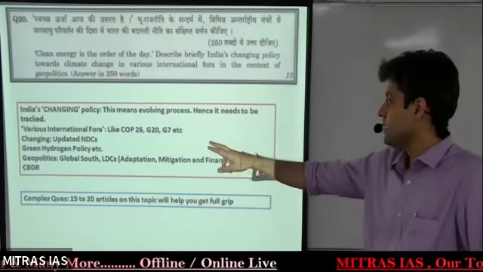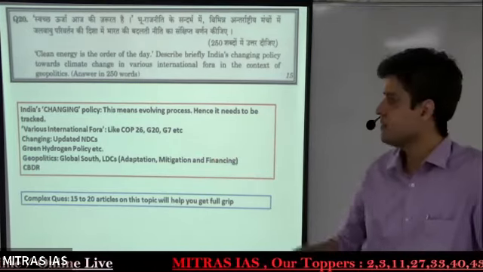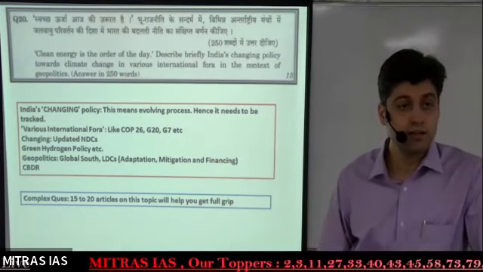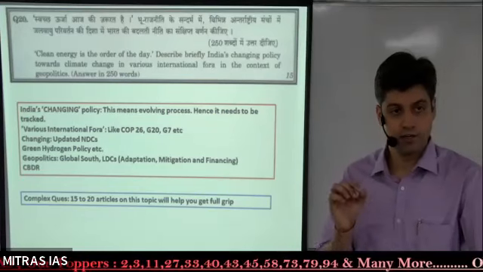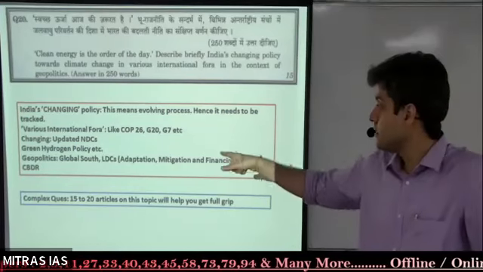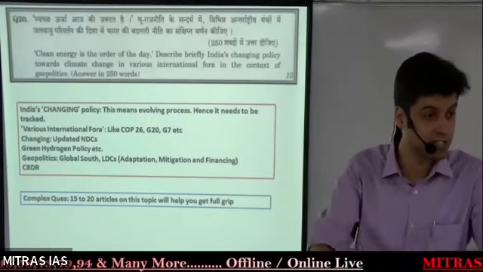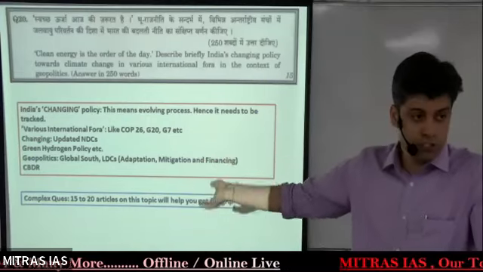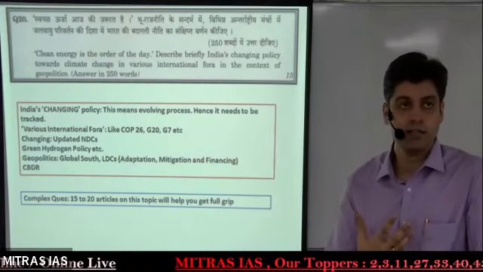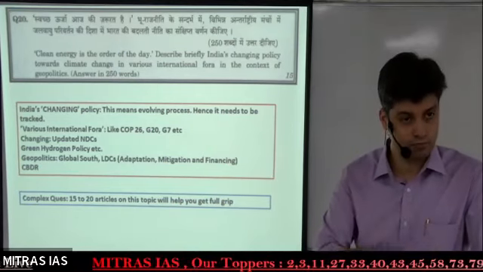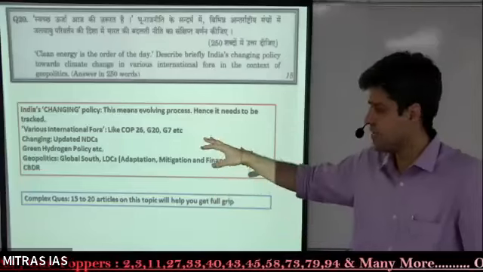So when I say various international fora, like COP26, UNFCCC meetings, right? Then G20, G7, SCO also you can talk about, various international fora where India is present. Then there is one word, changing. Again, changing, I have updated NDCs. This is a changing stance. Green hydrogen policy, this is changing, a newer policy, or maybe India's further push to renewable energy, from 40 now to 50% of total renewable energy target by 2030. That is under NDC only.